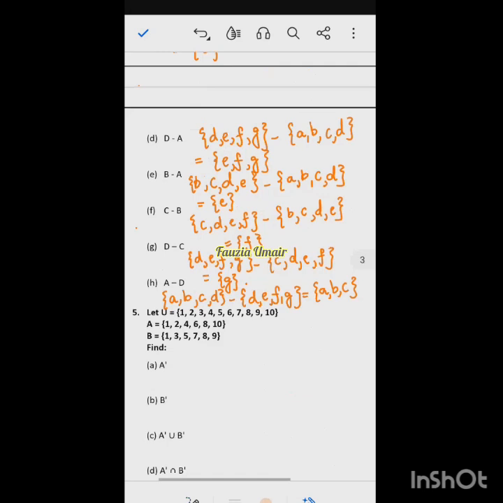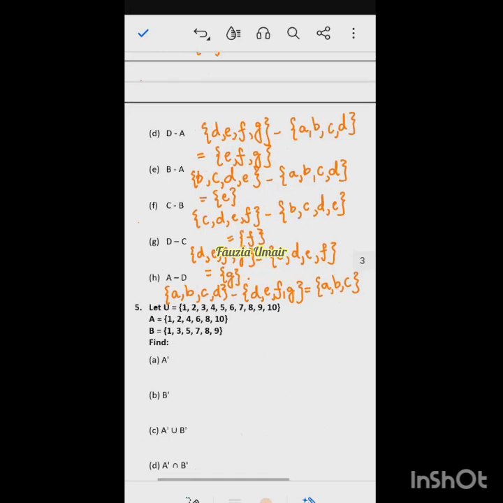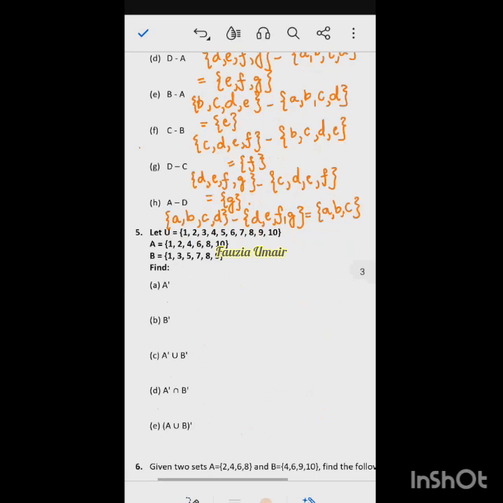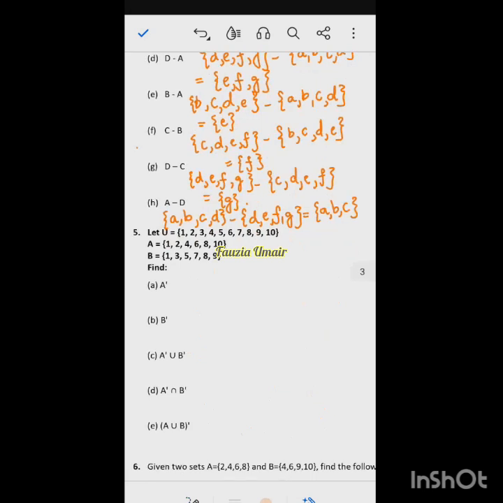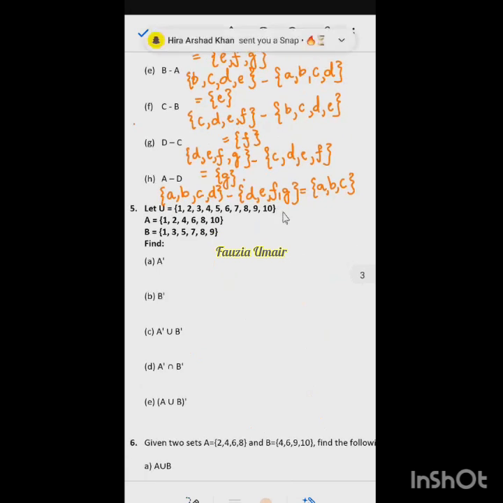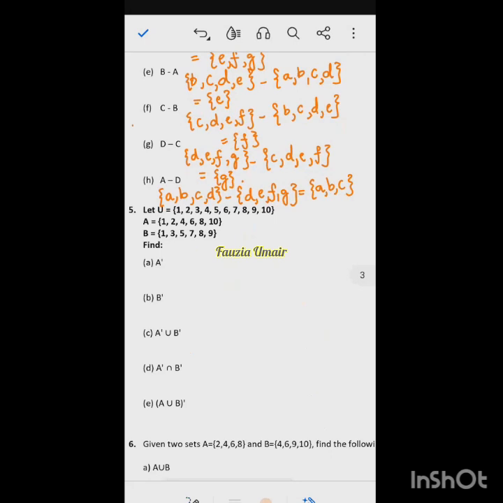We will soon move on to Venn diagrams, so you need to learn the concepts really well so that you can solve the Venn diagrams also. Moving on to question number 5. Question number 5 is a question of complement, the fourth operation.